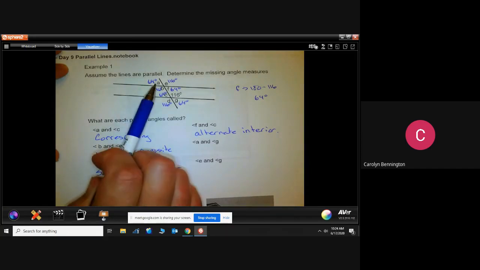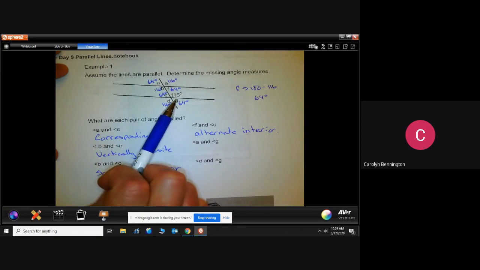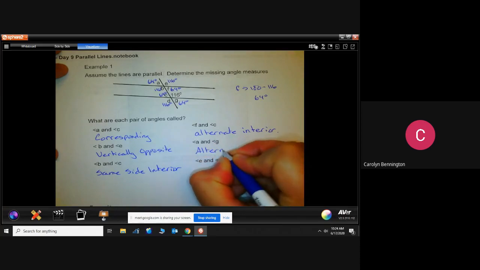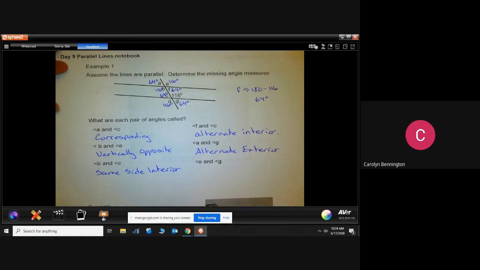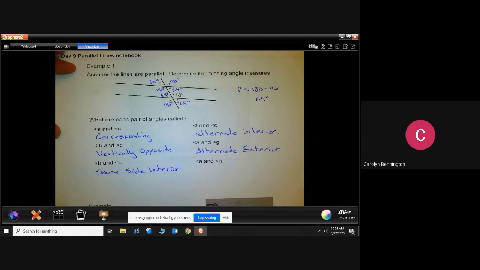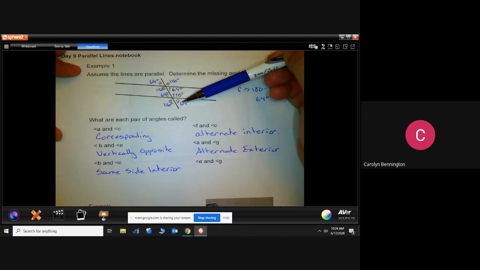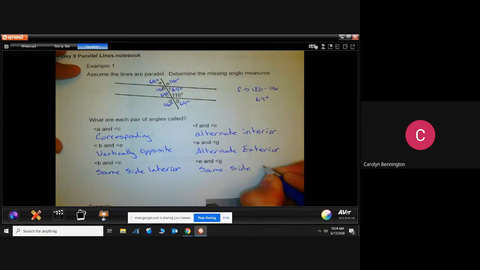Okay, we've got angle A and angle G next. So A and G are both exterior angles and they're on opposite sides of the transversal. So they're alternate exterior angles. And then our last pair, angle E and angle G. So angle E and angle G are both exterior angles and they're on the same side of the transversal. So they're same side exterior angles.